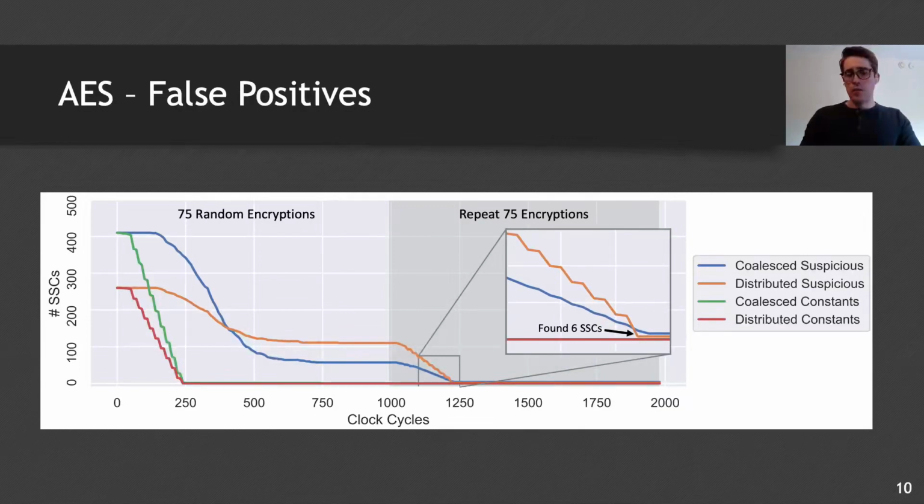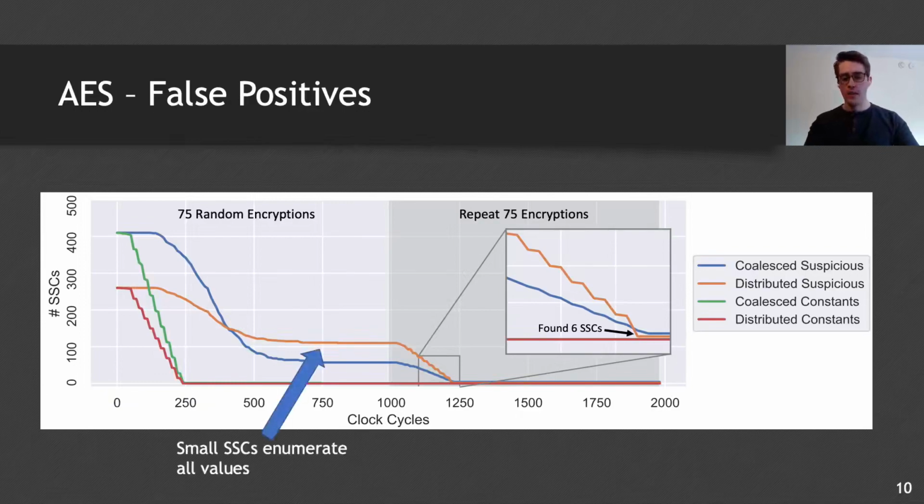In the first half of this plot, we observe Bomberman's results over the course of encrypting 75 random plaintext with 75 random keys. We see that after approximately 750 clock cycles, the reduction in false positives starts to level off. This is because at this point in the simulation, Bomberman has observed all small SSCs cycle through all possible values.